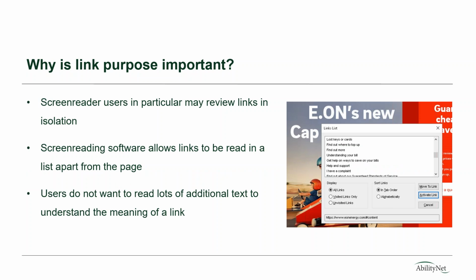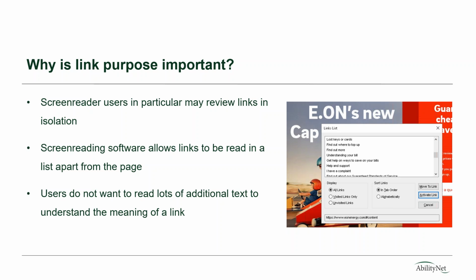So why is link purpose in context important? Screen reader users in particular often review links in isolation, so out of context of the main page. The screenshot on the right here is a screenshot using the JAWS screen reader. The JAWS screen reader allows the user to extract a list of links on the page and view them in this separate dialog box, and they all just use the link text from the page, so a user cannot see what the surrounding text is. And whilst that's a very quick way of browsing all the links on a page, it often causes some issues because the links may not make sense.